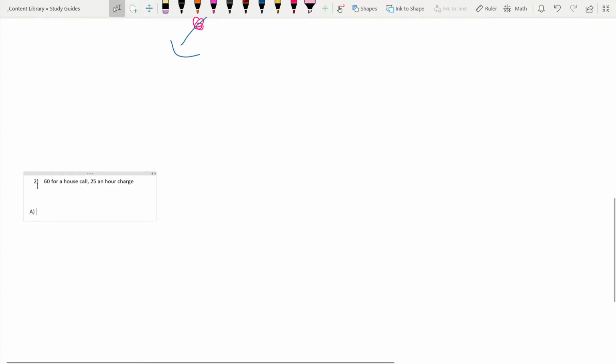For part A, it says, what is the independent variable? Well, remember, when we do independent and dependent variables, let's identify the variables first. The variables themselves are the things that change in the problem. So the hours will change and the money paid out will change. Now let's make a statement. Do the hours depend on the money, or does your money depend on the hours? The money paid out depends on the hours of work.